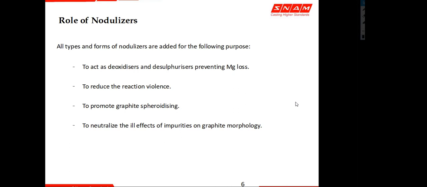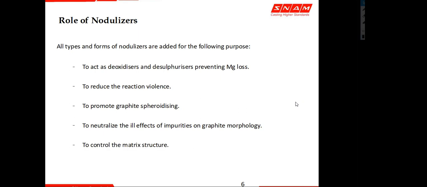To neutralize the ill effects of impurities. There are certain elements in your liquid metal which come along with your charge materials, which can be impurities. These impurities contain elements which affect the graphite morphology. Ultimately, we want a round nodule. Any of these elements which alter or damage this roundness are called tramp elements, and elements like arsenic and antimony have ill effects, as they destroy the roundness. So your nodalizer design should contain elements which can counter these ill effects. Your nodalizer should reduce the ill effects.